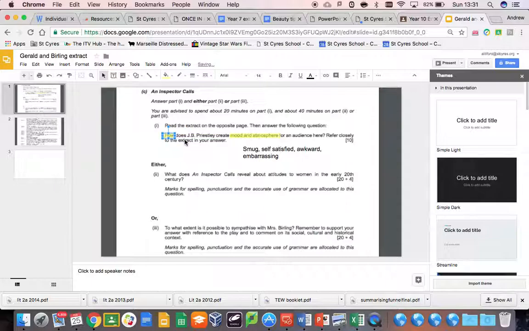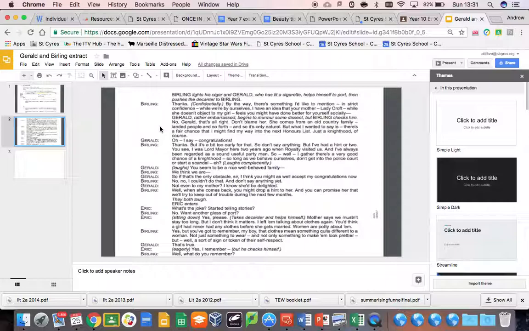With An Inspector Calls, as it's a play, there are two or three things that you're always going to be able to talk about, and those are the way that people talk, so the speech of a character, what they say and how they say it, actions, so what they do, and stage directions. Now, actions and stage directions may be the same thing. Those actions may be referred to in the stage directions. But if you remember SAS, speech, actions, stage directions, you won't go too far wrong.